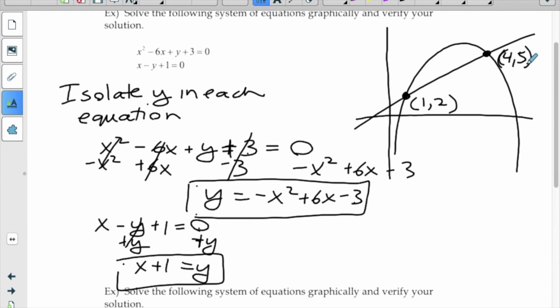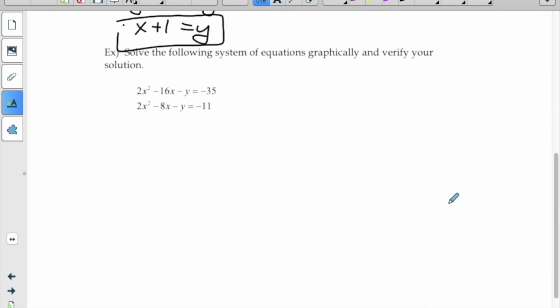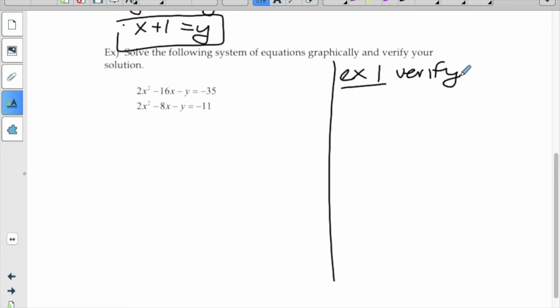Okay, now, if I want to verify, I've got to try both points. So to verify, well, first let's maybe do, you know what, I'm going to need more room to verify because I'm going to run out of space. I'm going to verify over here. So this is the first example. So I'll do the point 1, 2 first.